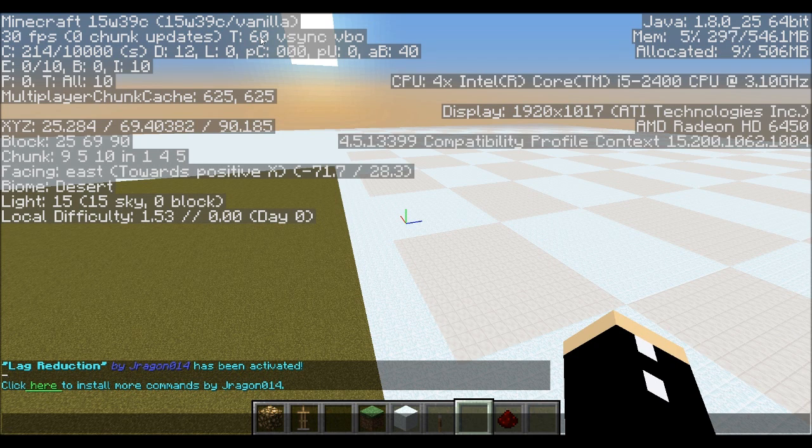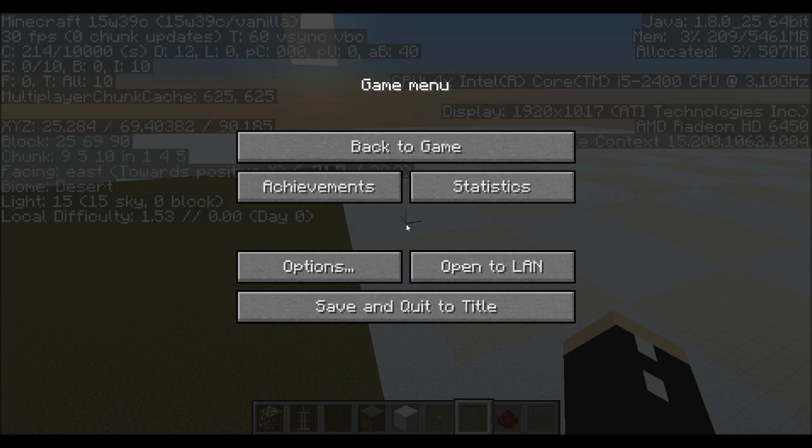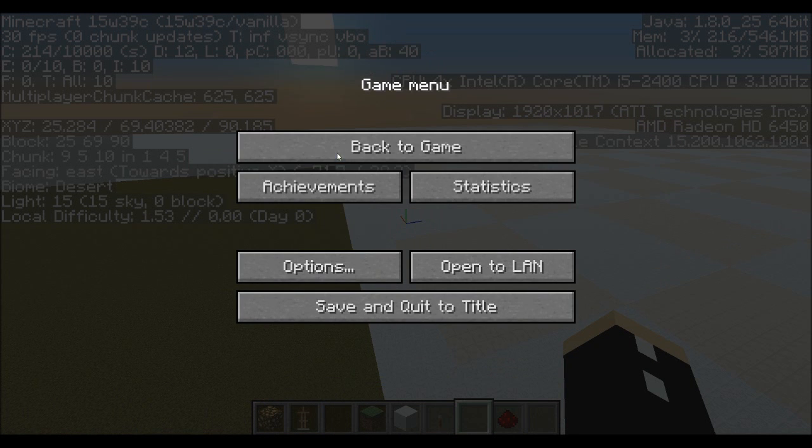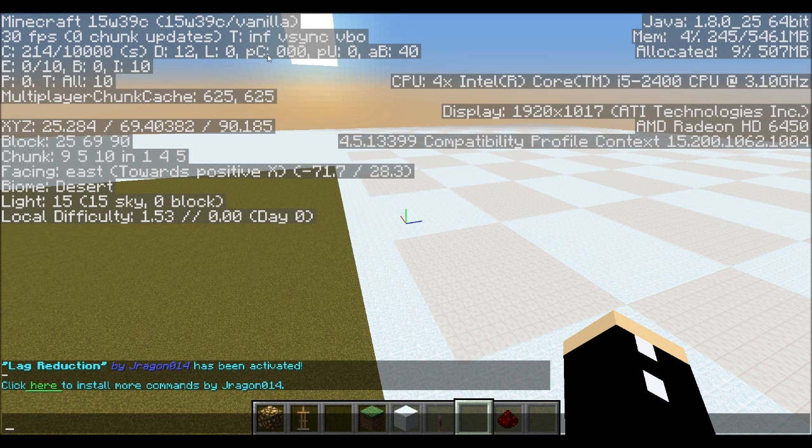This is your maximum frame rate. You can change that here by disabling Vsync, or in the video settings there is a maximum frame rate option right here. So if we can make that unlimited, then you'll see that my T is now infinite. So now it says here Vsync and VBO. Now what is Vsync? Well, Vsync just basically locks the frame rate to a certain number for your computer's benefit. It's usually 30, 60, 90 or 120.